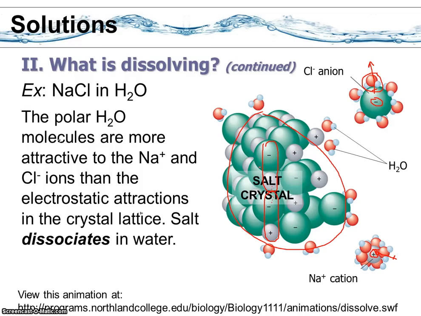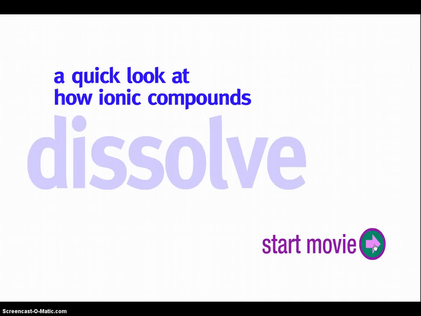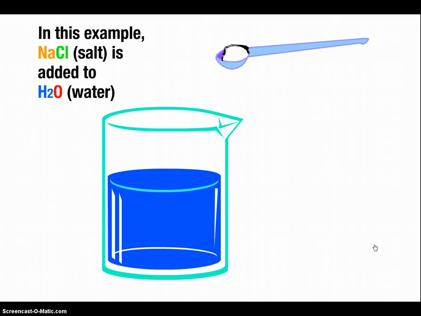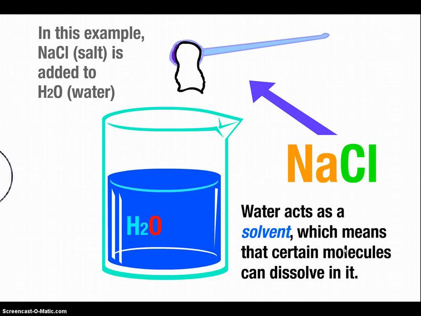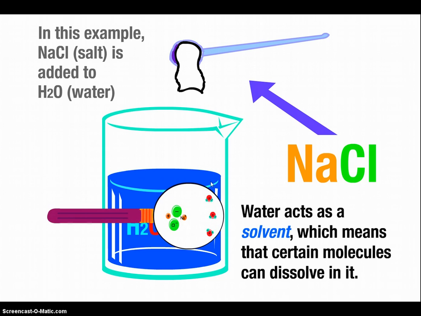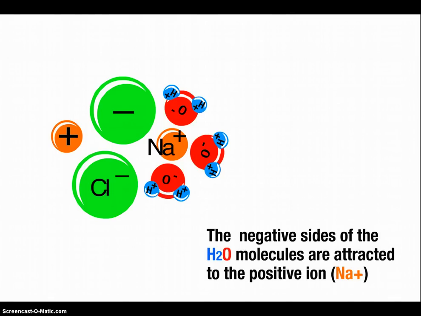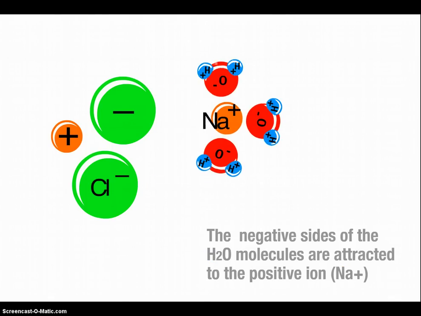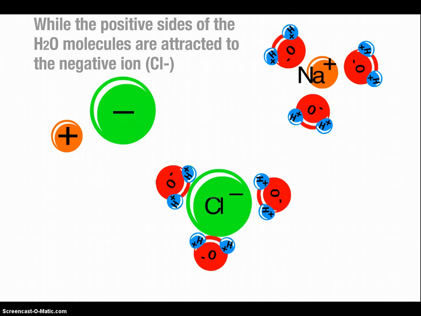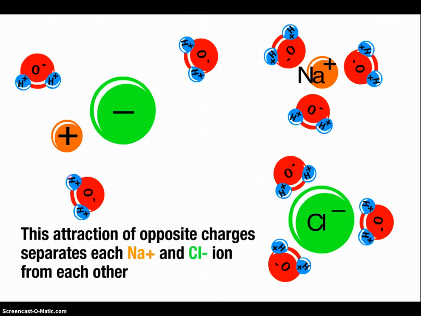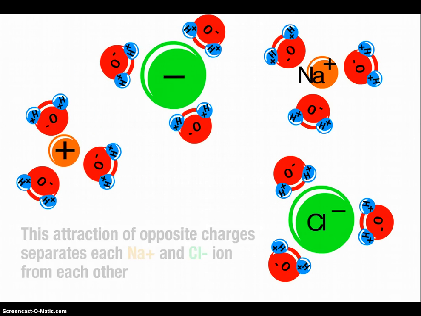And again, because we are breaking bonds in this case, we give this a special term, and this is called dissociation. Let's look at an animation of this. In this animation from Northland College, we see salt being poured into water. Water again is the solvent. Salt is the solute. And if we look at this on a microscopic level, we can again see that the polar molecules, the polar water, are going to be attracted to the different ions within the salt. And so each ion gets pulled apart from each other.